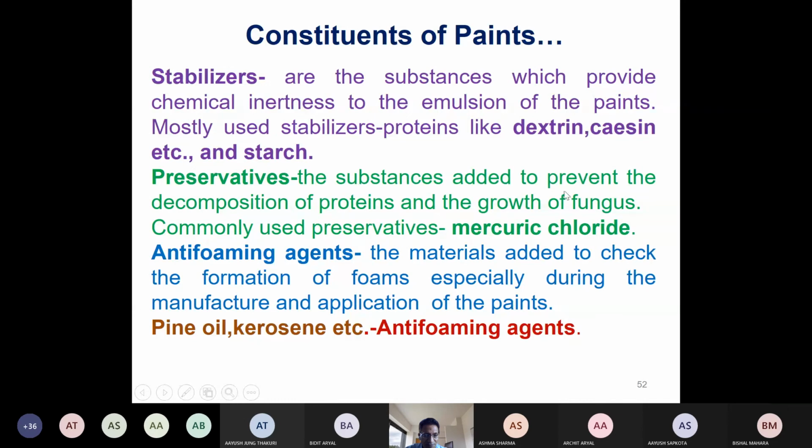Preservatives are the substances added to prevent decomposition of protein and growth of fungus. Commonly used preservative is mercury chloride.